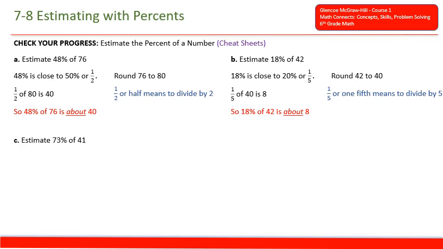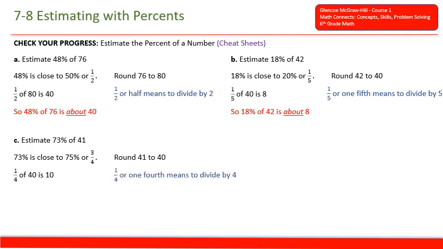Estimate 73% of 41. 73% is close to 75% or 3/4. Round 41 to 40. 1/4 of 40 is 10 because 1/4 means to divide by 4. So 3/4 of 40 is 3 times 10 since 1/4 is 10. 3/4 is 3 times 1/4, so 3 times 10 or 30. Thus 73% of 41 is about 30.